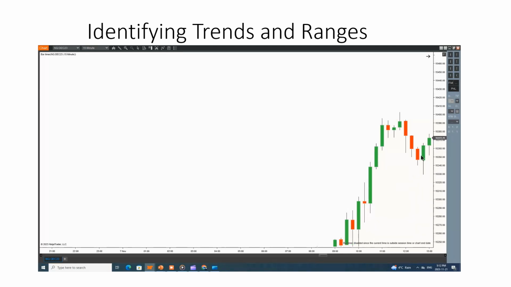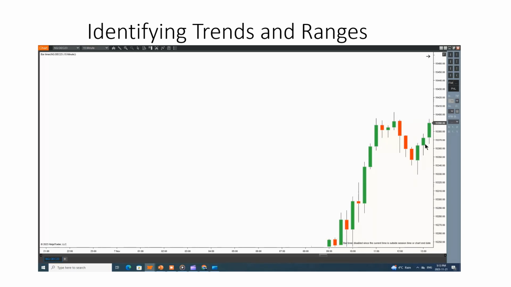Now the market is in a range. Why? Because two bars are green and two bars are red. The match is a tie. Neither the buyers are winning, nor the sellers are winning. Now the trend is up because three green bars are making new higher closes. This bar made a higher close, this bar made a higher close, this bar made a higher close.